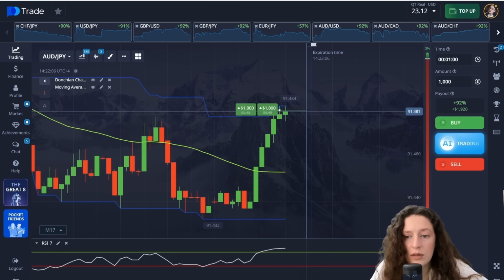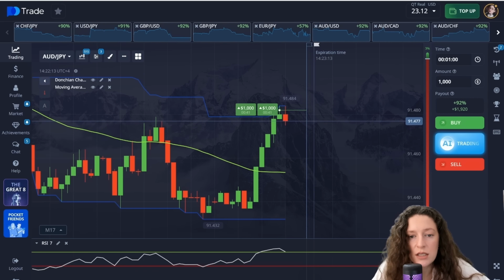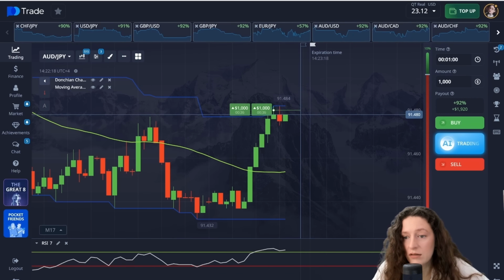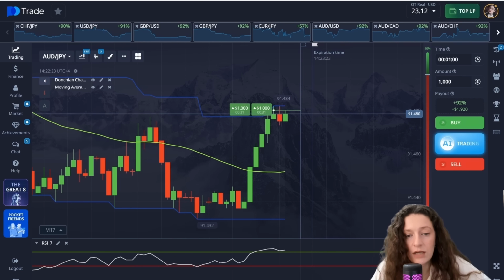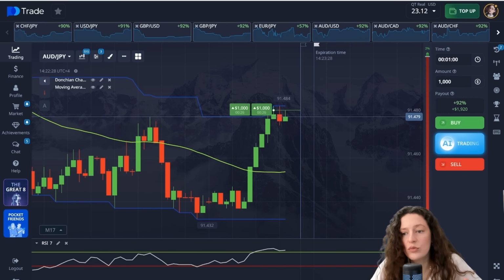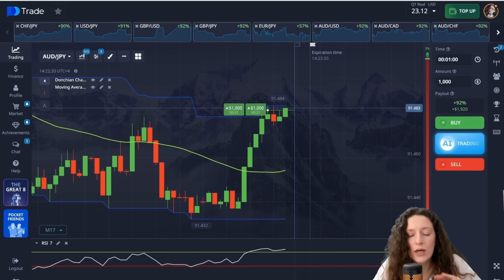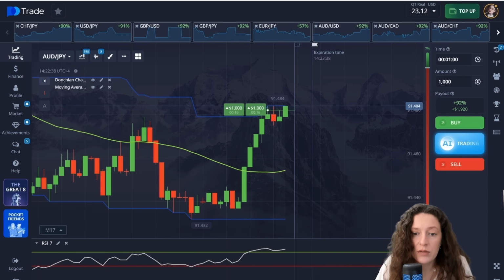Now let's start discussing the moment. As you see on the platform, the green candles reached the upper blue line of the Donchian Channels and touched it. At this particular moment, the previous level was broken. Also, look at the green line of the moving average, which crossed the green candles, and the green candles continue to move also upwards.